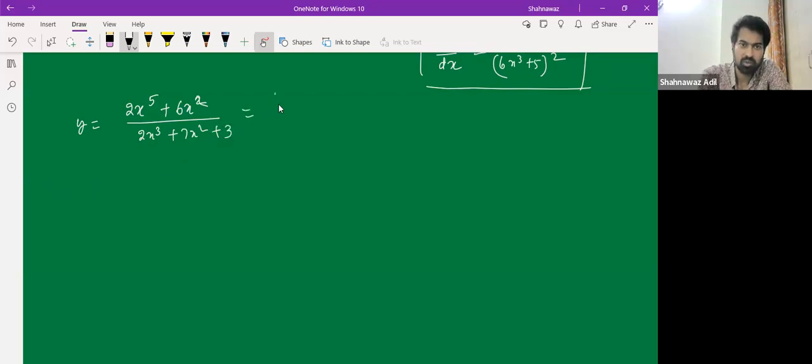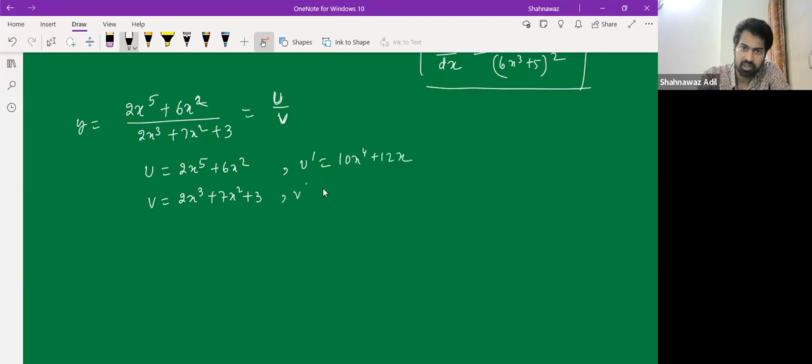So again, we have u by v, right? So again, what we will do, we will find u, which is 2x^5 plus 6x square, right? And v is 2x cubed plus 7x square plus 3. Let me do it very quickly so that we can understand the other topic. So u dash would be simply how much? 10x^4 plus 12x. And v dash would be how much? 6x square plus 14x plus 0, right? So this is u dash and v dash.